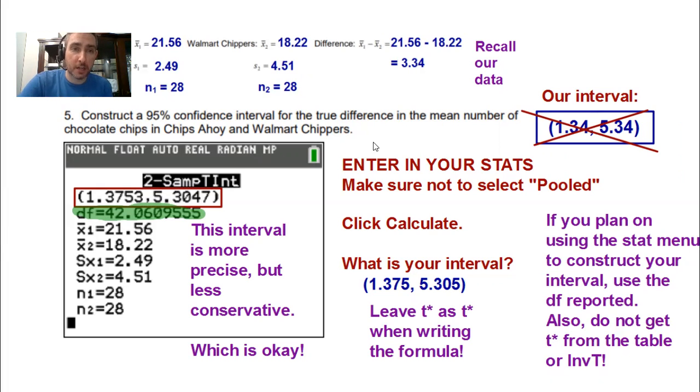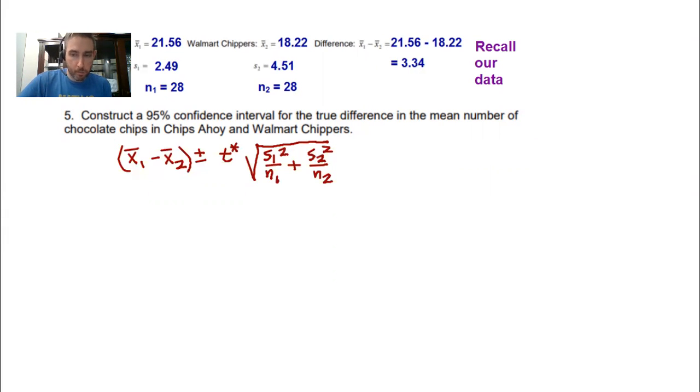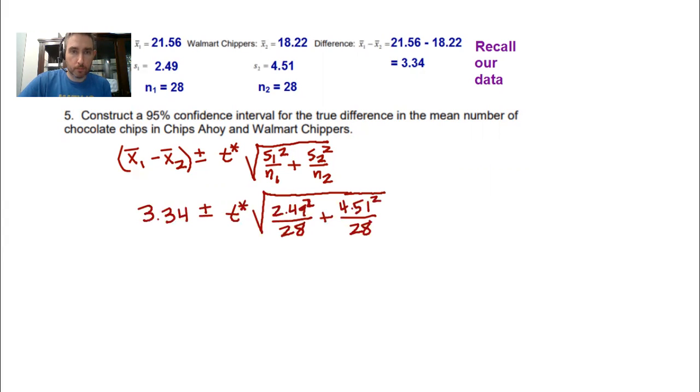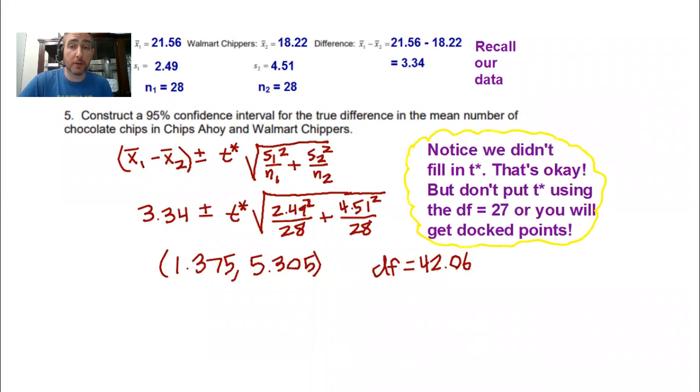But again, if you're using the calculator, don't run it by hand and then check in the calculator, because they're going to be different. Okay. If you're using the calculator, do the following. Write the formula down and plug in what we have. We have our difference, our 3.34, your standard deviations, and their sample sizes. Just leave t-star as t-star. Write your interval, write your degree of freedom, and you got it. Always write your degree of freedom.